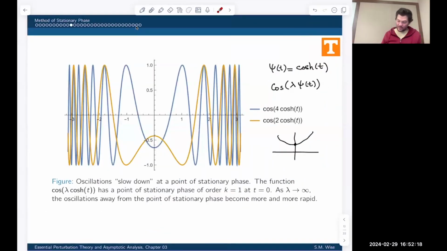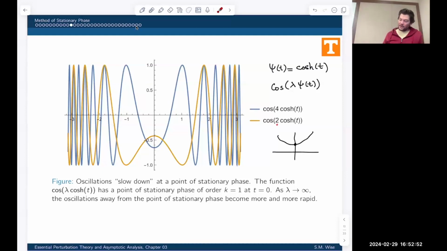Now look what happens at a stationary phase point. Okay, there's our stationary phase point at t equals 0. Basically what's happening is the oscillations slow down and you get this sort of calm region in the midst of a storm. Away from the stationary phase point, you get a lot of oscillations. So what happens near a stationary phase point is that the oscillations slow down, things calm down, and it's kind of like a break in the storm or the eye of the storm.